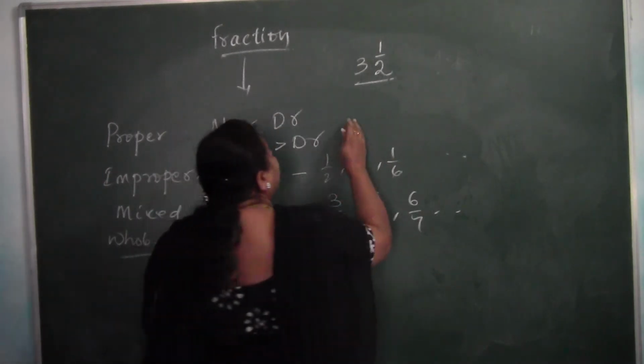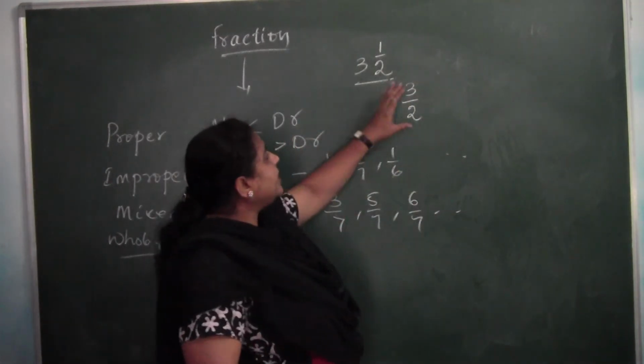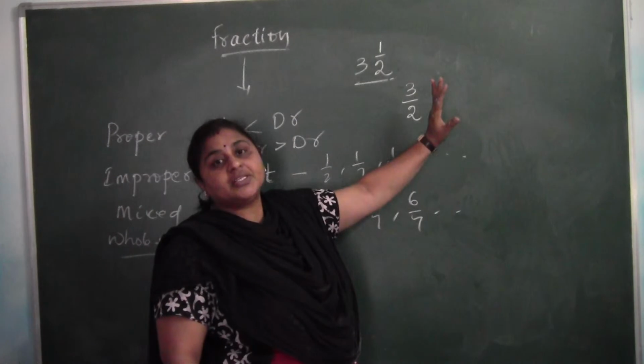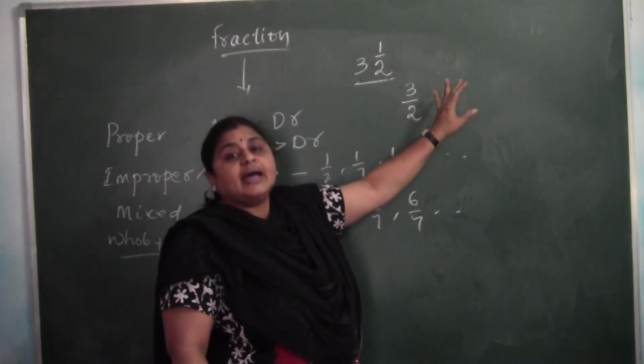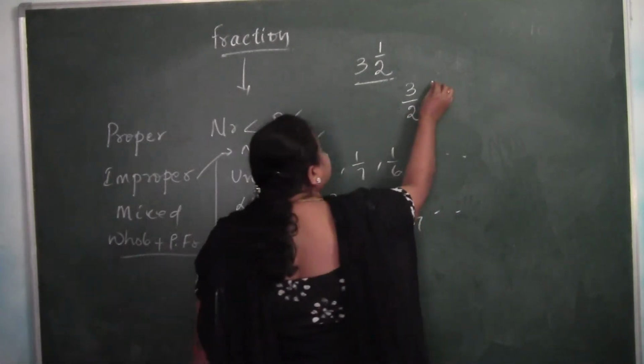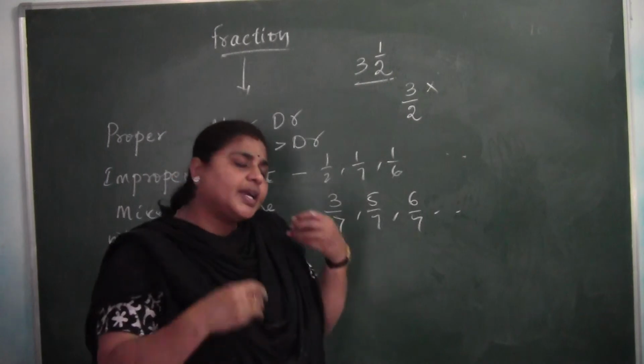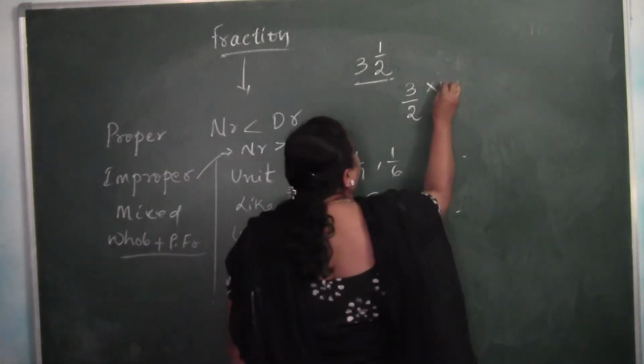For example, I have 3 by 2. I am multiplying the denominator as well as the numerator with the same number. Let us take any number. It is not compulsory to take 2, 3, 4. You can take any number. Let us take 3 into 10.